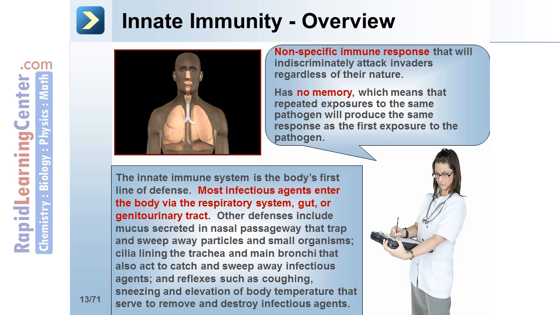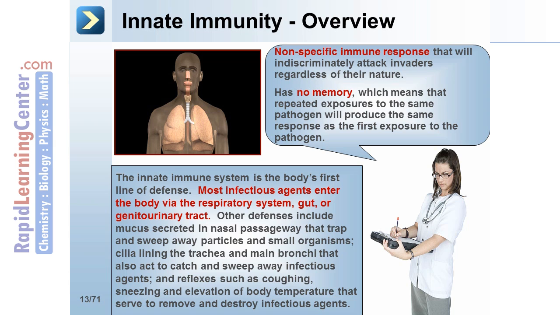The innate immune system is the body's first line of defense. Most infectious agents enter the body through the respiratory system, gut, or genitourinary tract. When it comes to the innate immune system, the skin is an effective physical barrier against most toxicants.